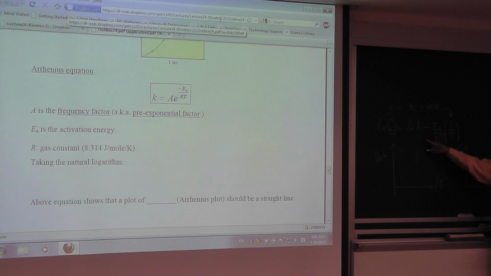In the case of this equation here, E sub A is a positive constant. It's the minimum energy required for a reaction to occur. So E sub A is a positive constant, therefore the slope has to be always negative. At least always for this course.